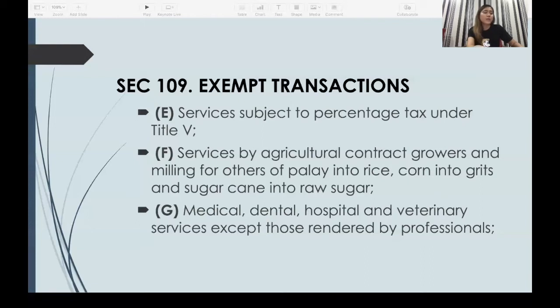At the same time, kung na-confine ka, confinement is medical services rendered by the hospital and not rendered by the professionals. So, VAT exempt din. VAT exempt din under dito sa veterinary if yung pets nyo, pina-confine nyo. Pero if pinag-groom nyo lang, then it is subject for VAT.